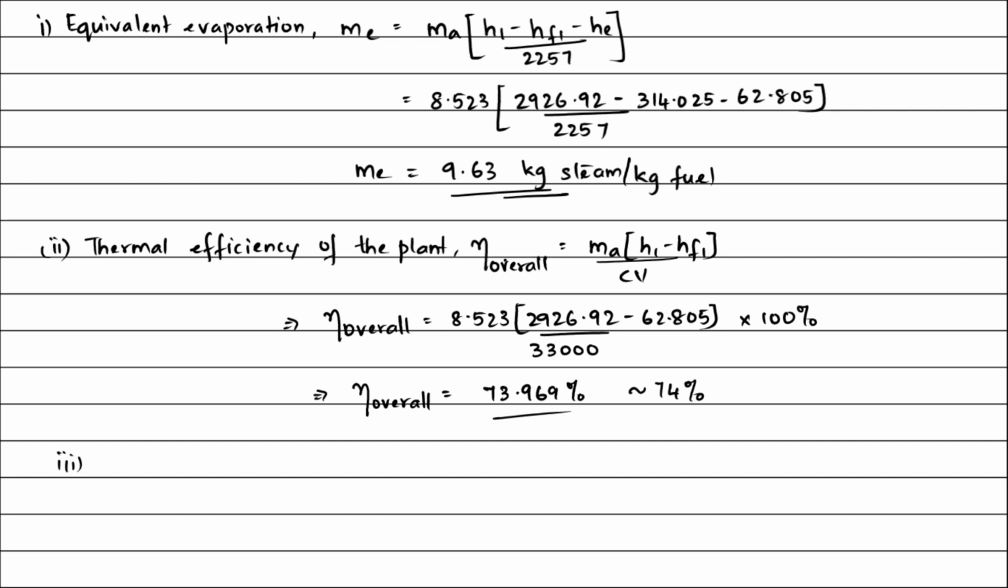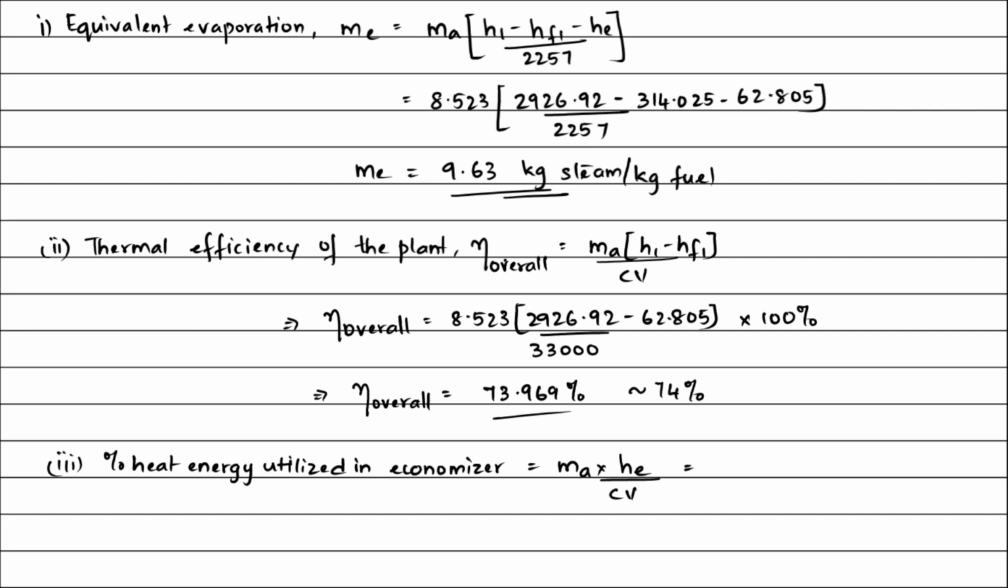Now there is one more part remaining. I have to find out the percentage of heat energy utilized in the economizer. For that, we'll take the evaporation rate multiplied by the enthalpy that is added in my economizer, and divide it by the calorific value, because I have to find out what percentage of the total energy available is used by the economizer.